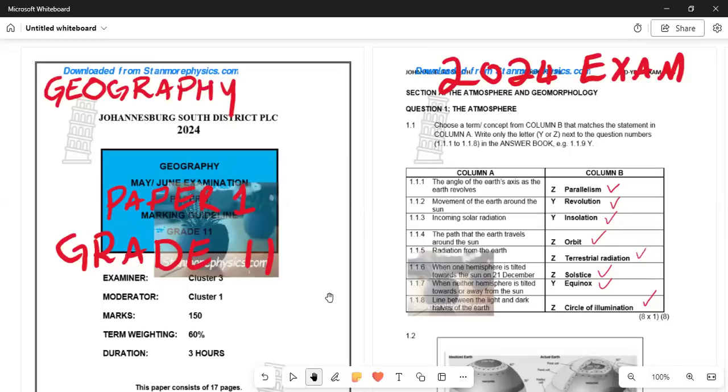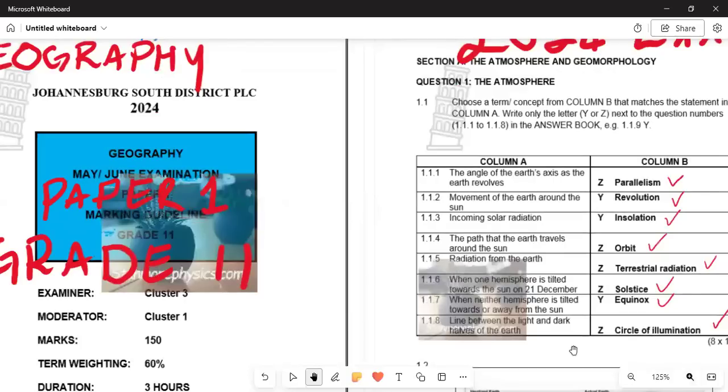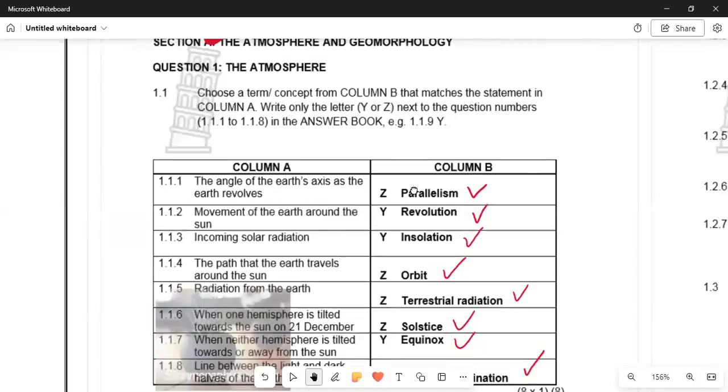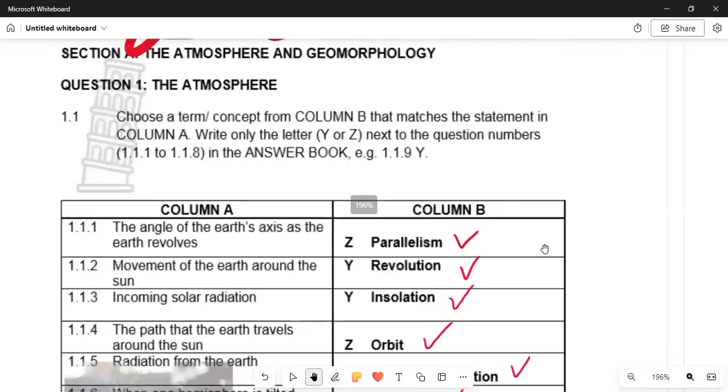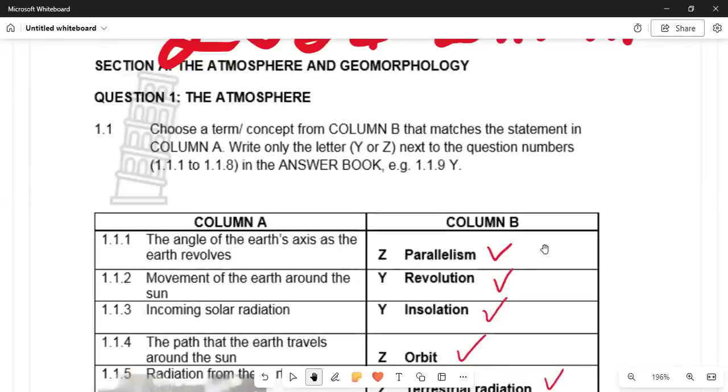Grade 11s, you are close to my heart, and this is Geography Grade 11 Paper 1. It will be vital, and this was 2024. In this question paper, we are going to revise and refer back. There are 3 questions that you need to answer. In Question Section A, we talk about the atmosphere and geomorphology. Then we look at Question 1, where we are talking about the atmosphere.